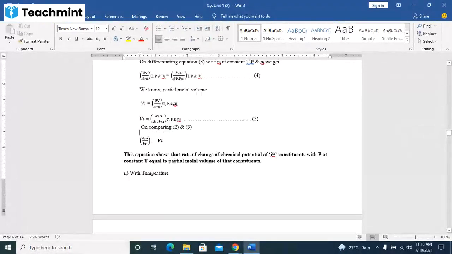This equation shows that the rate of change of chemical potential of the ith constituent with the pressure at constant T is equal to the partial molar volume of that constituent. It may come for MCQ purposes. Also, the question may be like this: prove or show that the rate of change of chemical potential of the ith constituent with the pressure at constant temperature corresponds to the partial molar volume of that constituent.